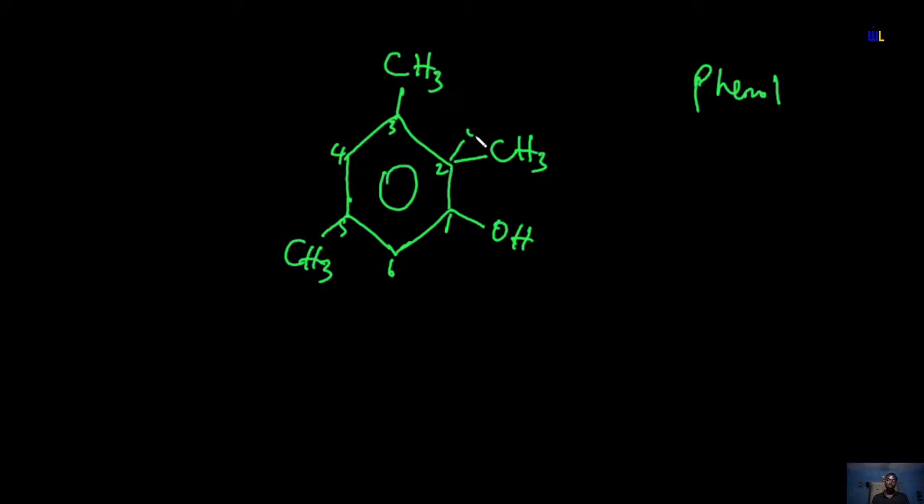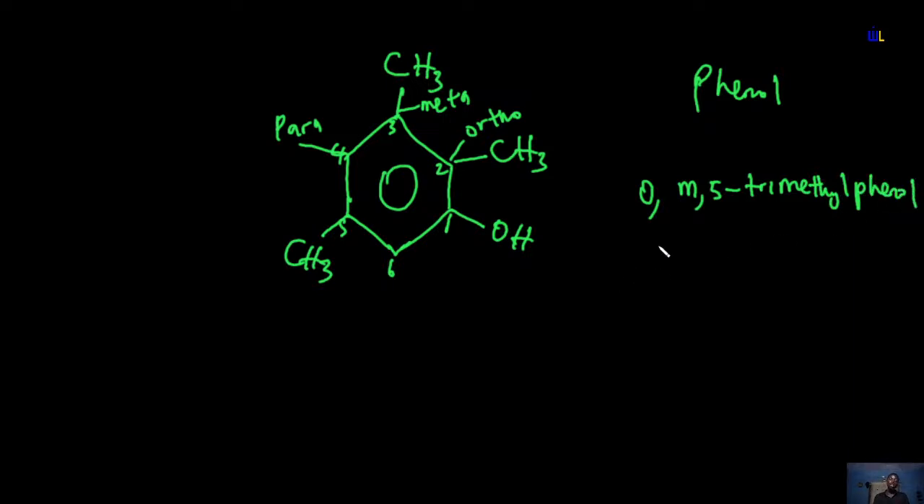This is ortho. This is meta. This is para. Basically, for this one, you just put the number. So we could say that this is going to be o, m, 5-trimethylphenol. That is if you are using the OMP system, but normally it should now be 2,3,5-trimethylphenol. Okay, so that's that basically.